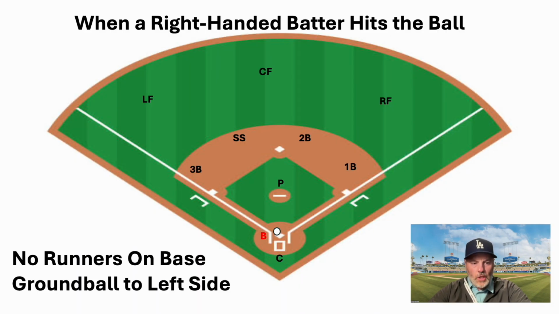But so here's the situation. A right-handed batter is at the plate. So you see everybody's over in their alignment for a right-handed batter. There are no runners on base. Let's say a ground ball is hit to the left side. I'm going to go through each position, position by position, and then I'll show you what it all looks like together because everyone's moving at the same time. It's not like one position moves, then the next position moves, then the next position moves. Everybody's moving at the same time.